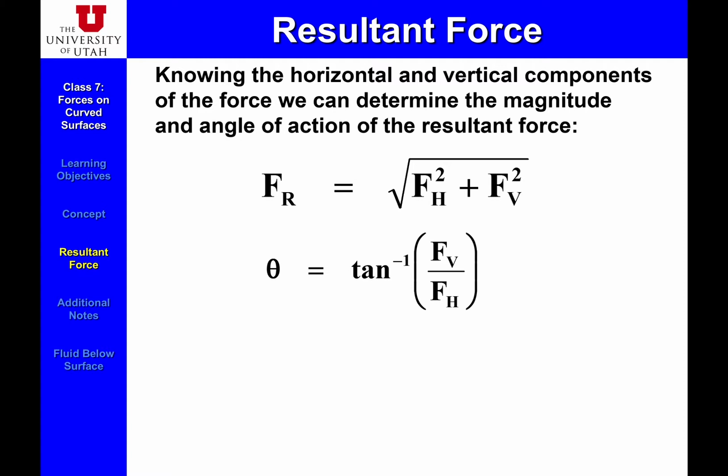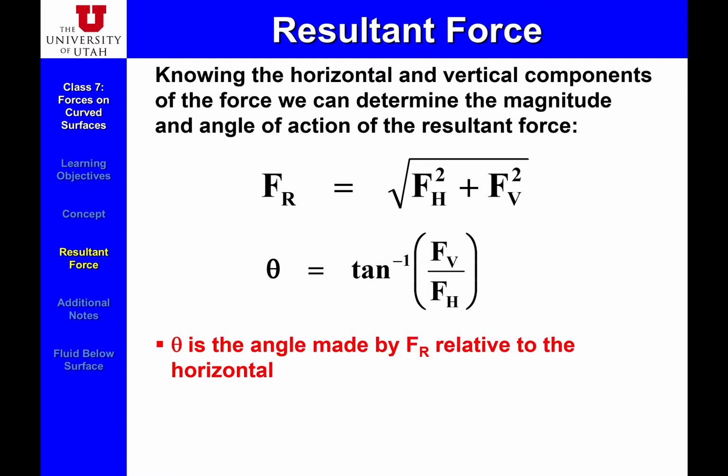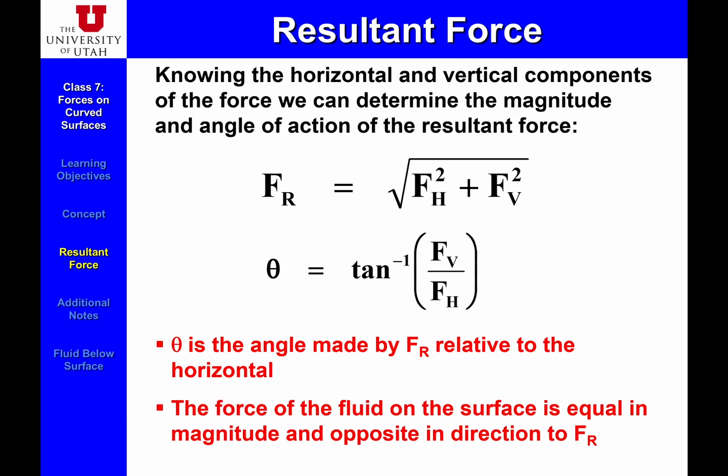And then to calculate the angle of action, and this is the angle of action from the horizontal, you take the inverse tangent of the ratio of the vertical force to the horizontal force. So again, an easy number to crunch. One thing to note is that the force of the fluid on the surface is equal in magnitude and opposite in direction to the resultant force. So the two act in opposition of each other, just like my hand on the desk.